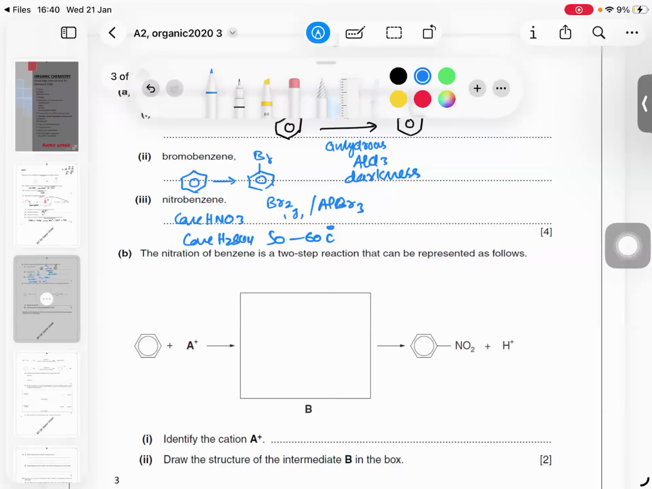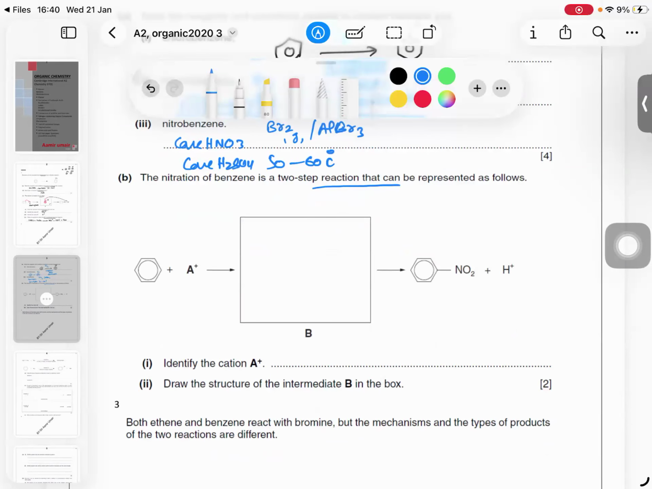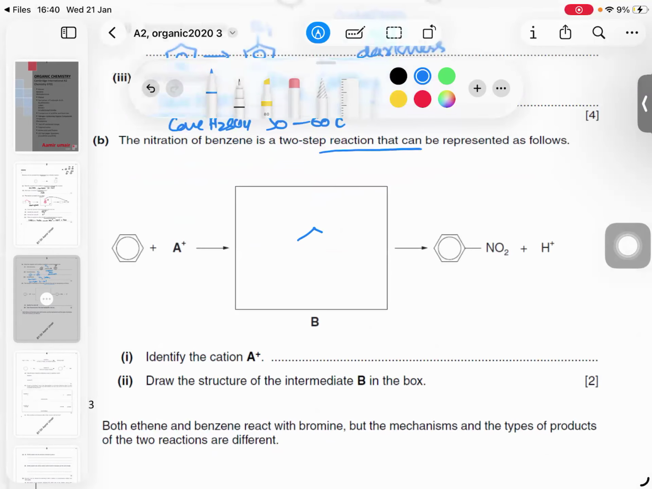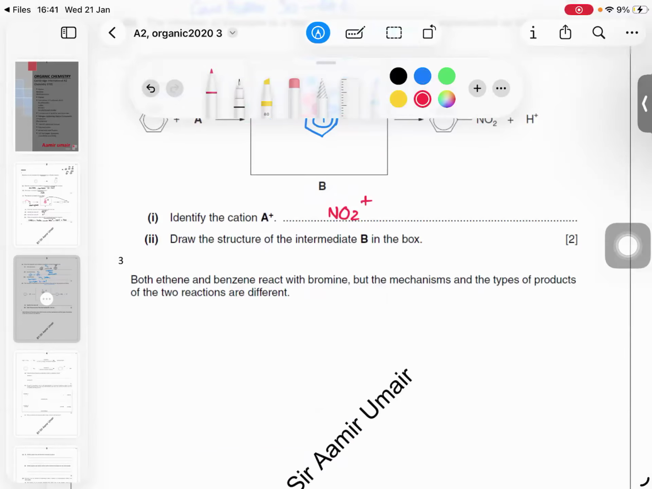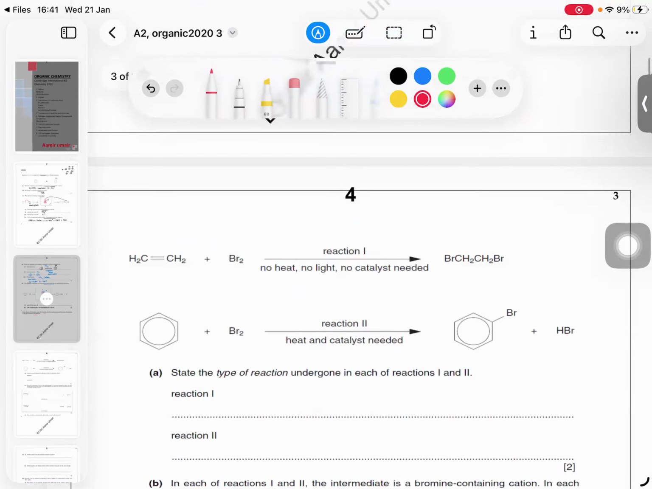The nitration of benzene is a two-step reaction that can be represented like this. We just did it. You know what this will be: circle half, hydrogen there, and A positive is also there. In the next step, this electron pair goes in and it turns to this. We identify A positive, and Z positive. Draw the structure of intermediate B. Both benzene and ethene react with bromine, but the mechanism and the type of products of the two reactions are different. For example, look.